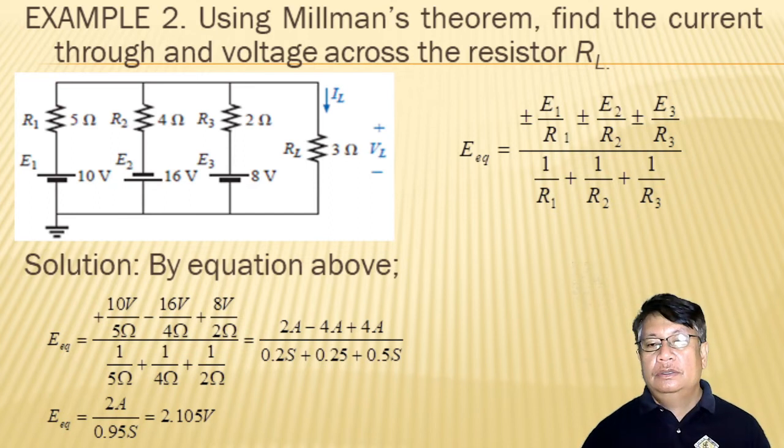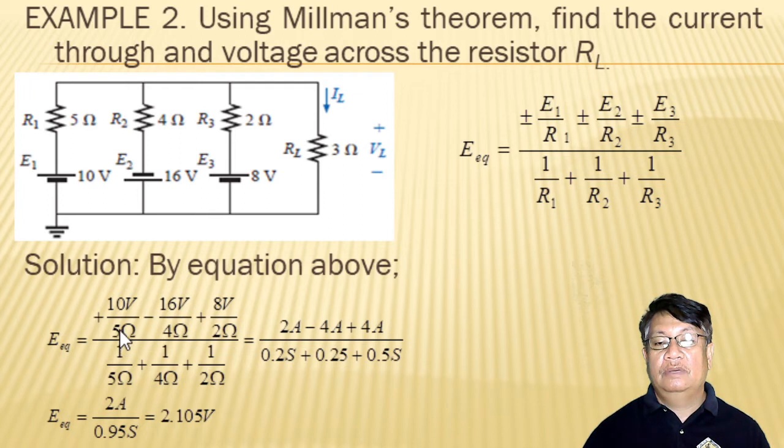From the equation of the equivalent voltage, we have this equation here. It has been given, and it is derived now. We are going to substitute all the given. For example, the voltage here is 10 volts, so we have 10 volts here, and this is positive because we assume our current direction here.